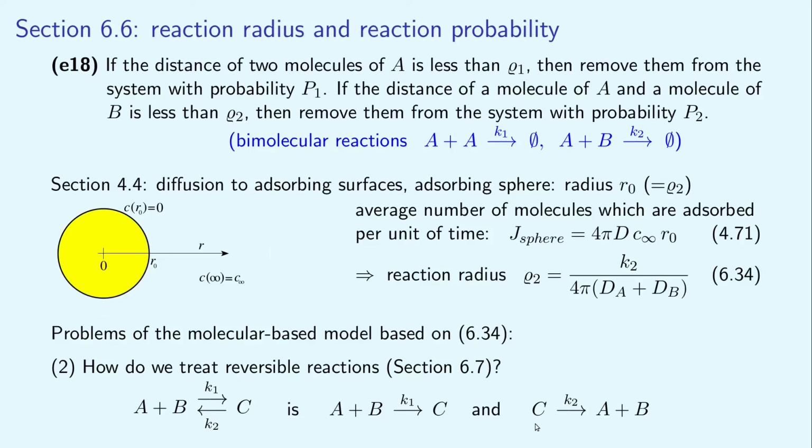The only problem is what we should do when this reaction actually occurs. We need to remove the corresponding molecule of C from the simulation, and we need to initialize the positions of new molecules of A and B. If we put them next to each other, then they will immediately react again, according to the reaction A plus B goes to C, because they are within the reaction radius. So we have to be a little careful here. More discussion of reversible reactions is included in section 6.7.